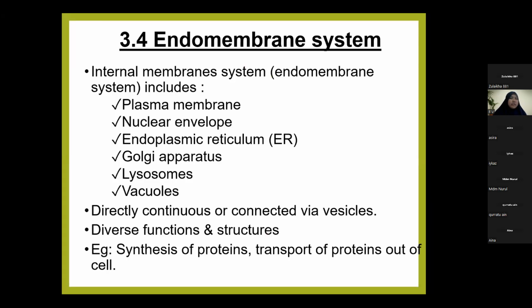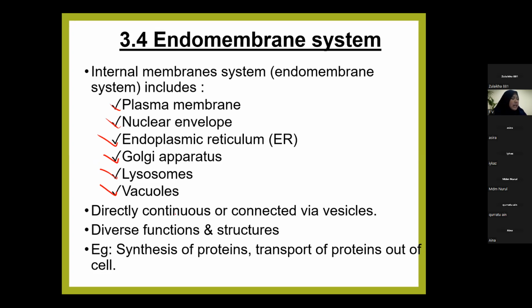First things first, you need to know what the components of the endomembrane system are. The components include the plasma membrane, nuclear envelope, endoplasmic reticulum or ER, Golgi apparatus, lysosome, and also vacuole. Why are these components considered part of the endomembrane system?